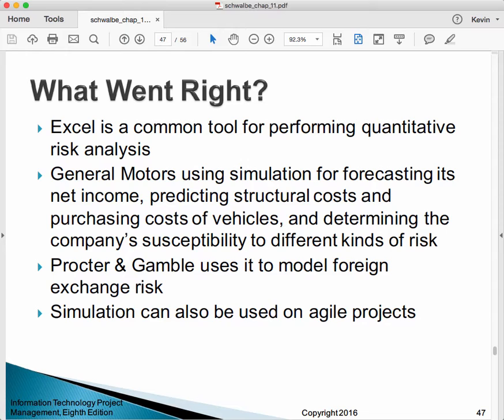What went right? Excel's a common tool for performing quantitative risk analysis. GM used simulation for forecasting its net income, predicted structural costs and purchasing costs of vehicles, and determining the company's susceptibility to different kinds of risk. P&G uses this kind of approach to model foreign exchange risk. Simulation can also be used on agile projects.